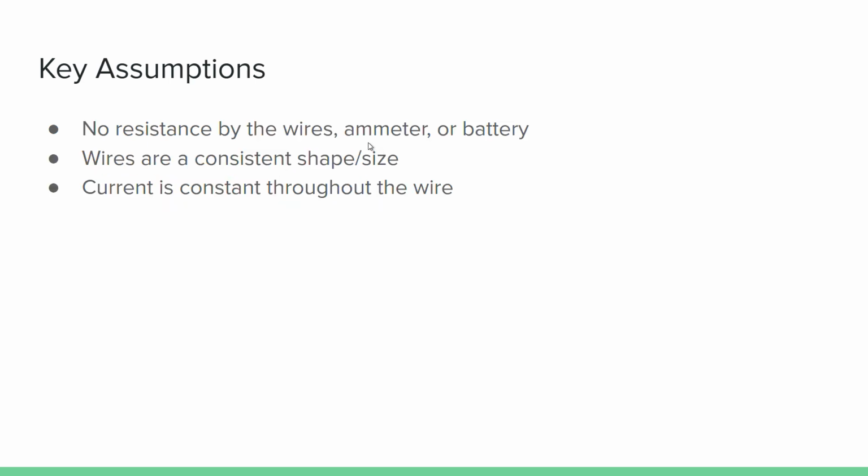Some key assumptions in this lab were that the wires, the ammeter, and the battery had no resistance on the current in the circuit, and that the wires are a consistent shape and size. Additionally, we assume that current is constant throughout the wire.